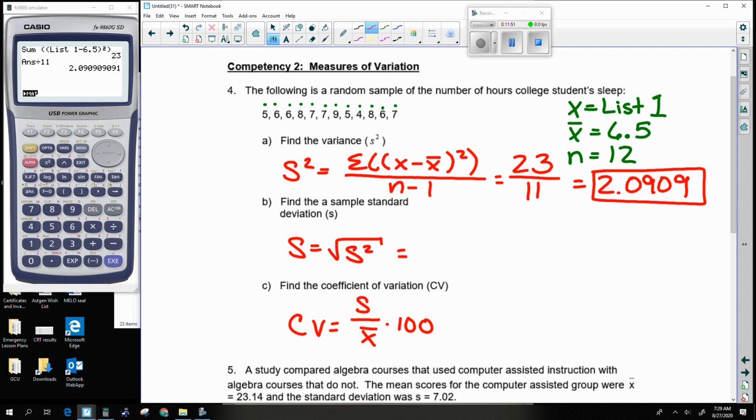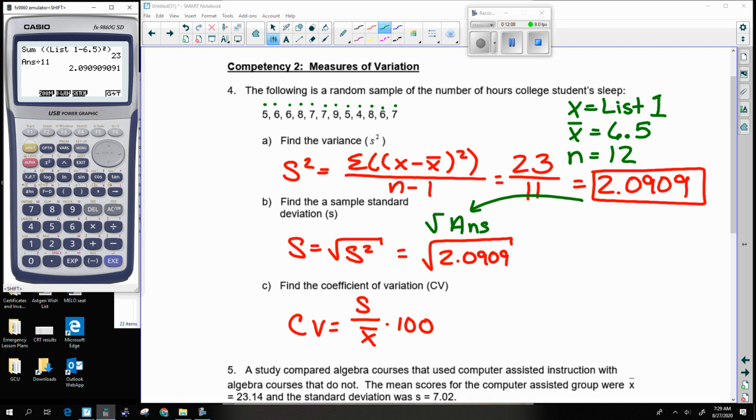All right, so here I need to take the square root of s squared. S squared is 2.0909. Again, I'm not actually going to type that number. What I'm going to do is use the answer option. So I'm going to go square root answer. There you go. Some rounding there.